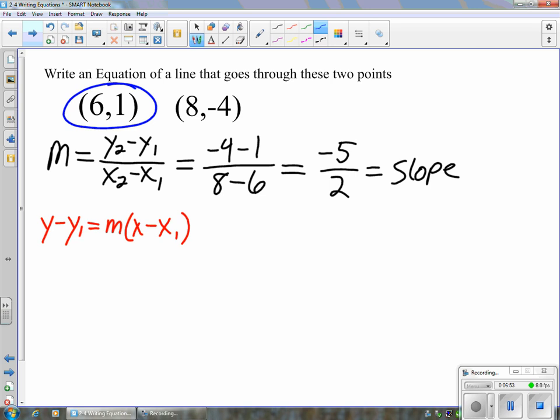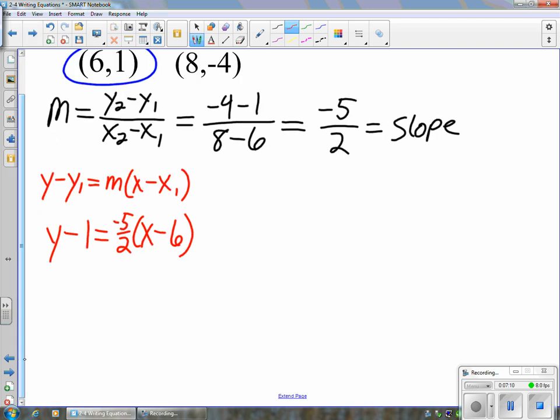So I'm going to write in y minus my y1 was the 1 equals slope I said was minus 5 halves, parentheses x minus x from the first point was a 6. Okay, so I'm just putting in the 1 and the 6 in those spots, and I found my slope already. My slope was minus 5 halves, and now let's just solve it.